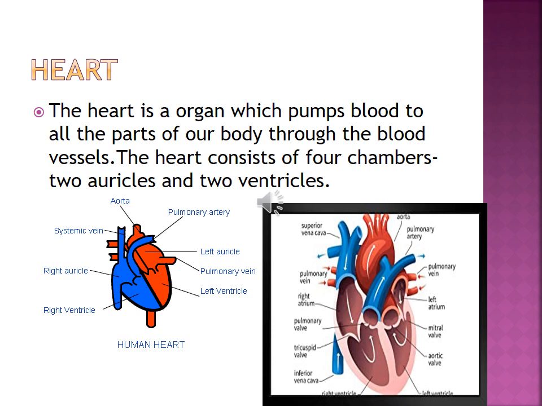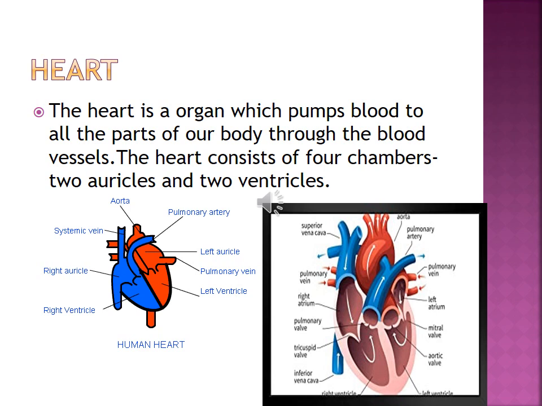The heart is enclosed in a double layer membranous sac called pericardium, and it has four compartments called chambers. The upper two chambers of the heart are called auricles, or in singular form atrium. You can see in this picture left auricle and right auricle, left ventricle and right ventricle, and the two lower chambers of the heart are called ventricles.